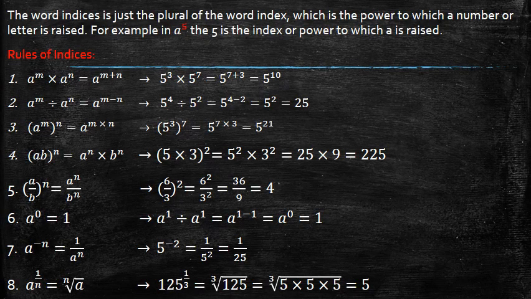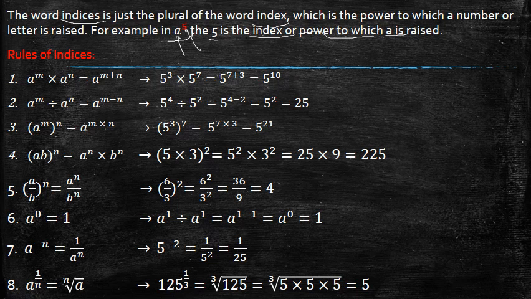The first thing we want to ask ourselves is, what does the word indices mean? Well, the word indices is just the plural of the word index, and the index means the power to which a number is raised or to which a letter is raised. For example, in a raised to the power of 5, the 5 is the index or power to which a is raised. So this 5 is the index of a in this particular situation, and a is referred to as the base. So a is the base and 5 is the power or the index. And when you say indices, it just means the plural of the word index.